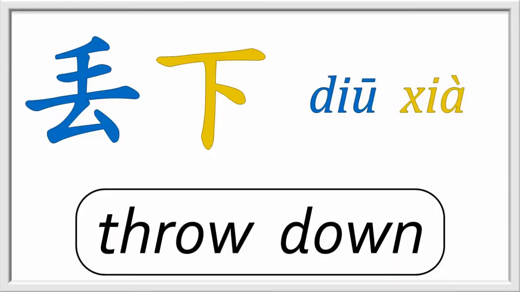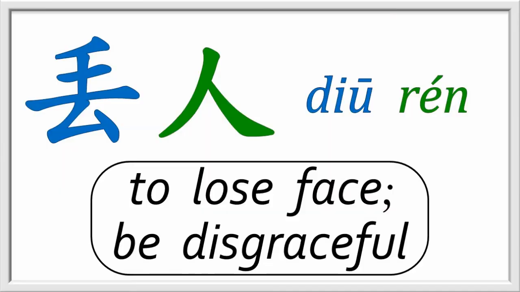丢下 is an expression meaning to throw something down, be it money or your work. Another common expression is 丢人, meaning to lose face, be disgraceful, implying that this person, 人, has tossed all propriety to the wind and conducted himself or herself shamefully in public. This is an extended connotation of 人, a person's proper behavior in society.